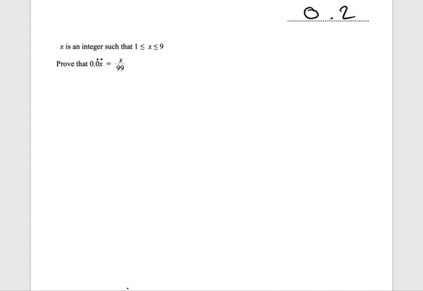Now, final question now. X is an integer such that 1 is smaller than or equal to x, which is smaller than or equal to 9. Prove that 0.0x reoccurring is equal to x over 99. Now this seems a bit wordy, but it's really the same concept. Now x is an integer, so we know that it's going to be between 1 and 9, including 1 and 9. So if we choose x to be 5, for example, let's work that out.